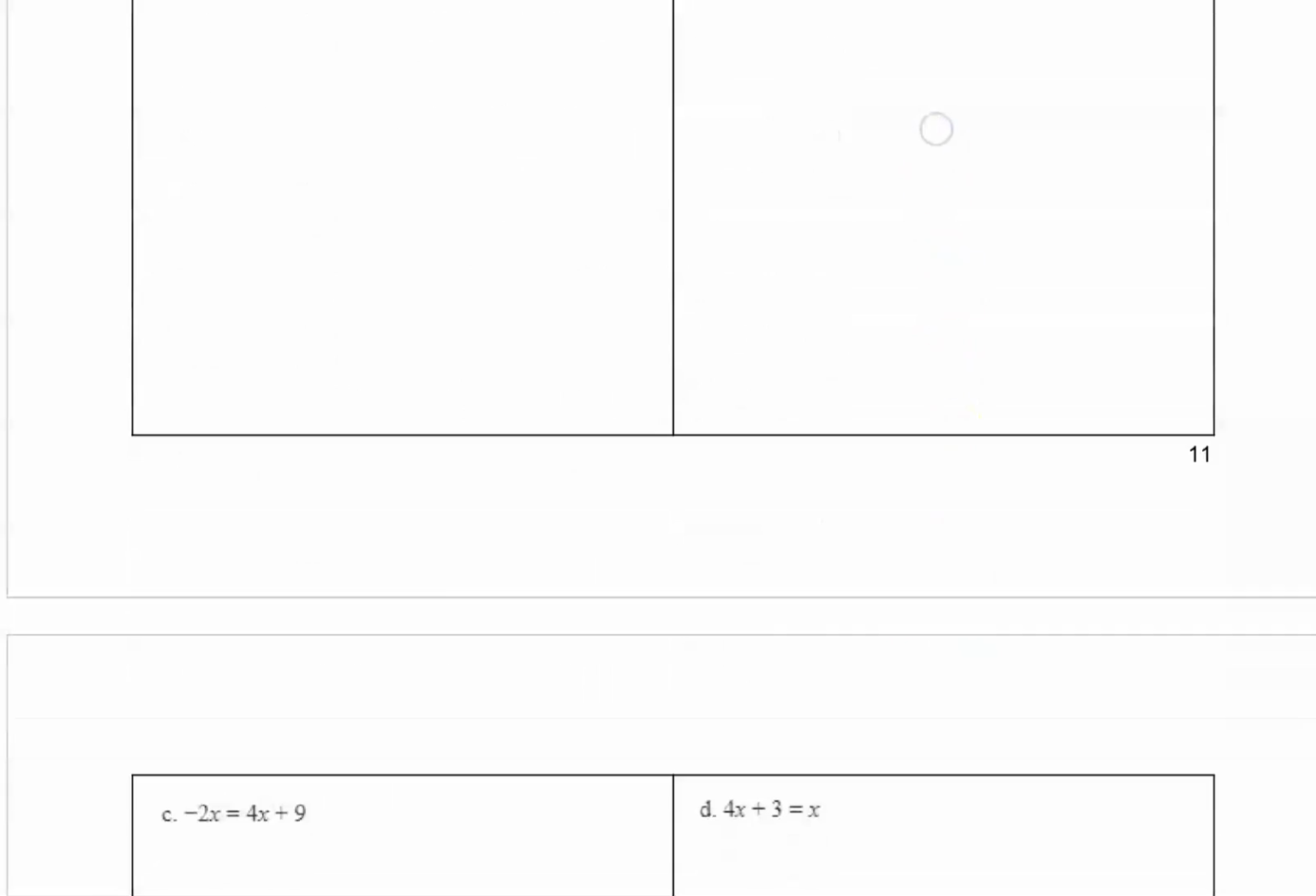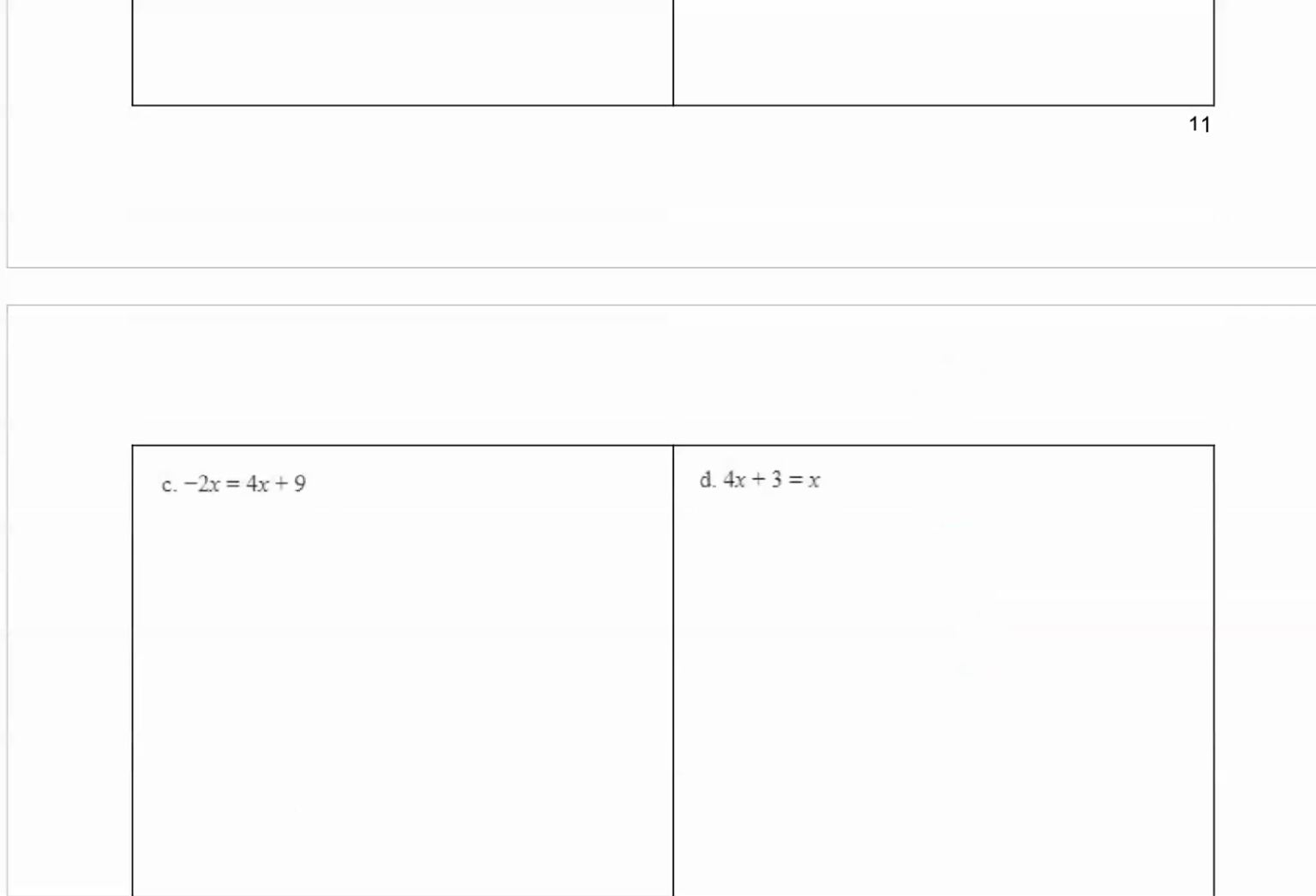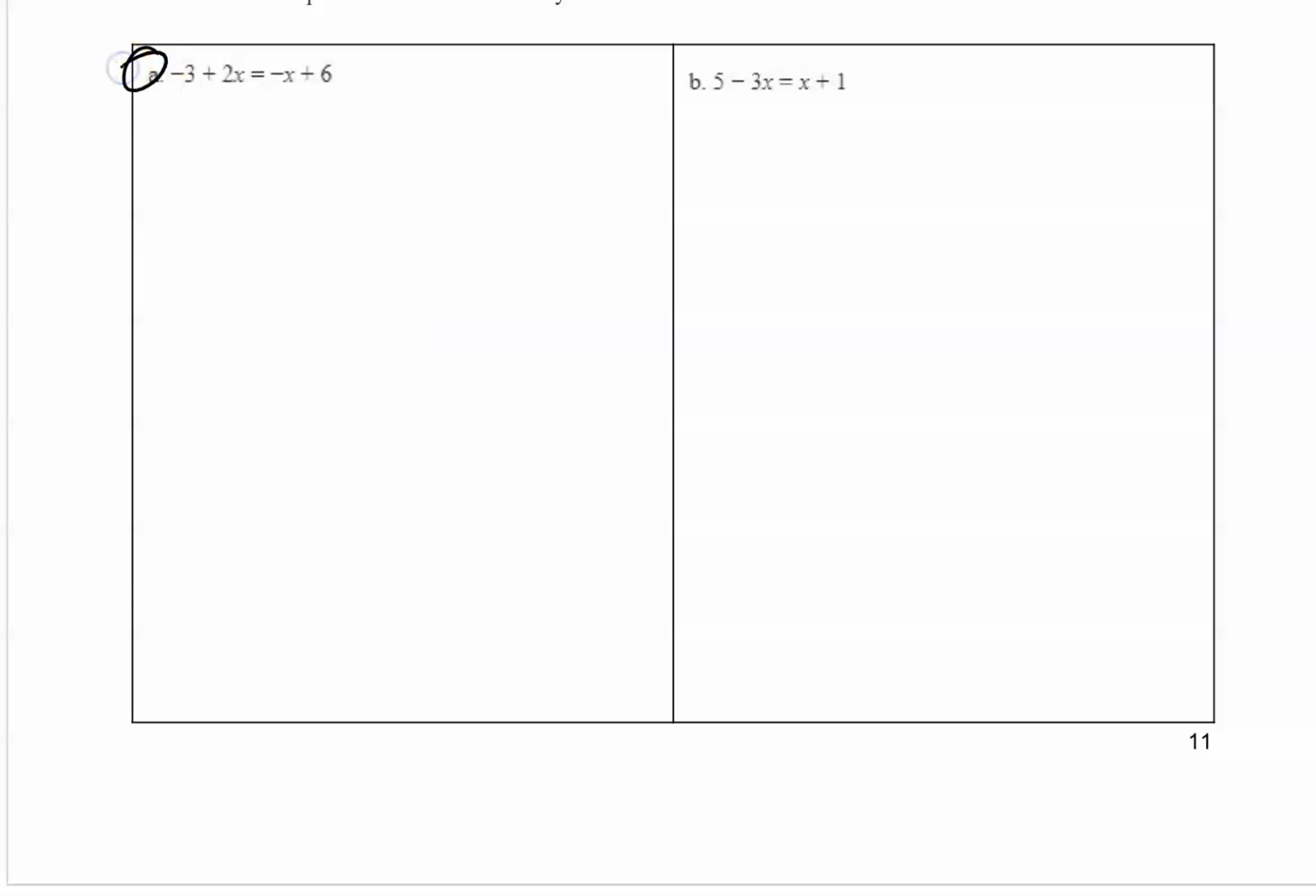Alright, 85. I think this is the last one. We made it. So I'm going to do one where the answer is a fraction. That's going to be C. And then I'll do A. So I'll do A and C. Remember, you're doing all these. I'm just helping you out on half of them.